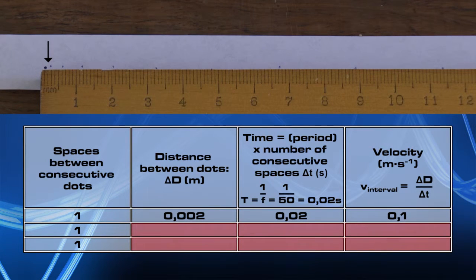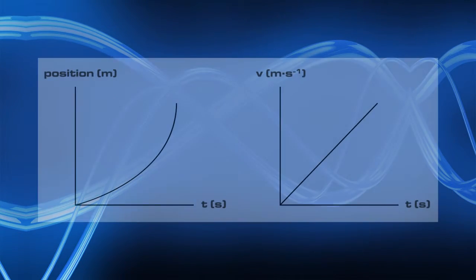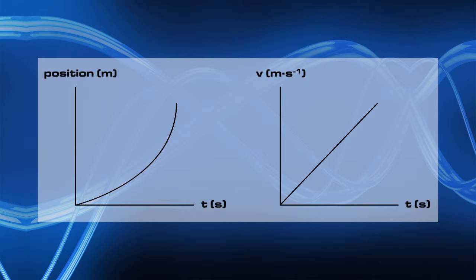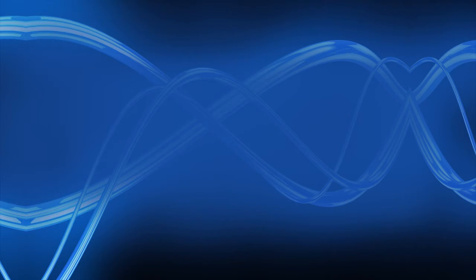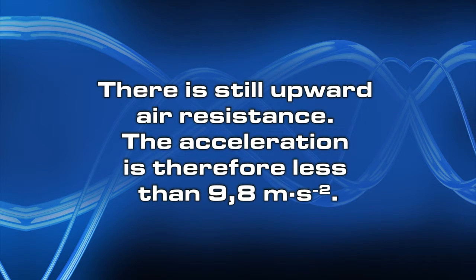Complete the rest of the table on your own, using the spaces on your ticker tape. Use your results and draw a displacement time and a velocity time graph. By calculating the gradient of the velocity time graph, you are able to determine the acceleration due to gravitation. There is still upward air resistance. The acceleration is therefore less than 9,8 meter per second per second.